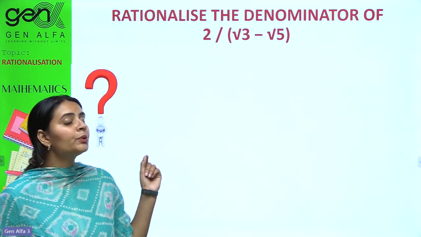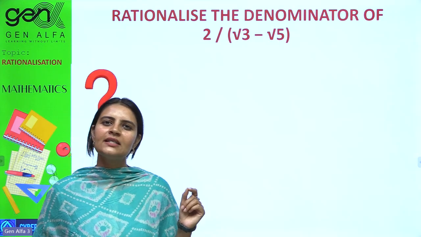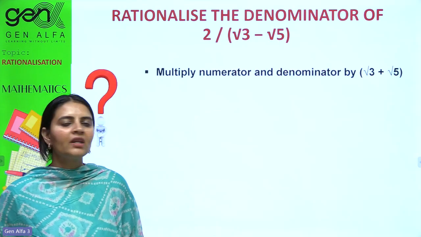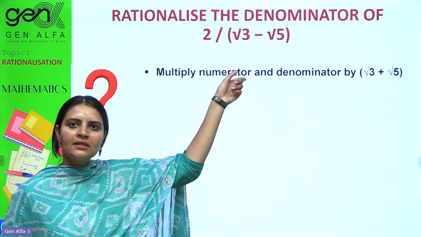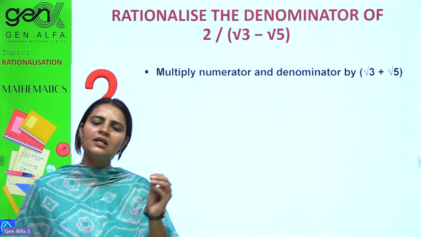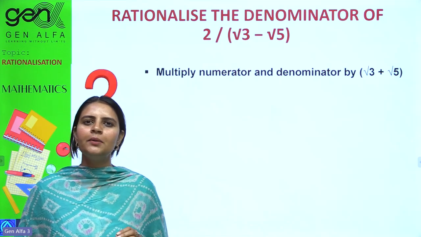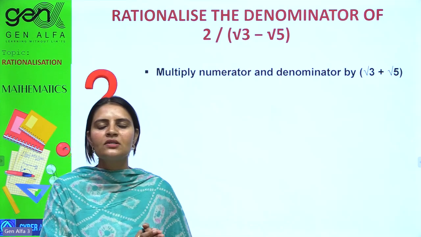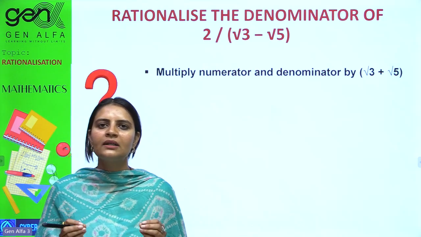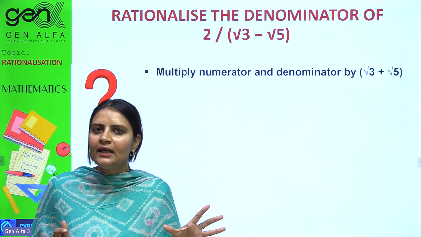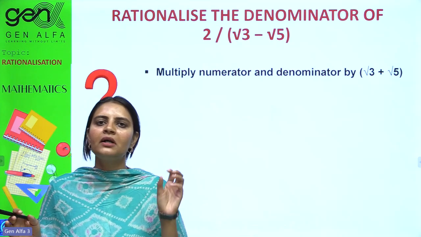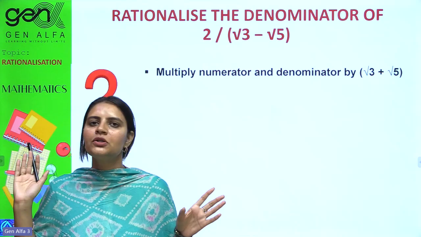2 divided by under root 3 minus under root 5. First focus is just finding the conjugate. Just the opposite of the sign. In the fraction, that negative sign is there. In the conjugate, there would be a positive sign. It doesn't necessarily mean that the fraction always has the positive sign and the conjugate the negative sign. No, it doesn't work that way. Whatever sign you are taking, take the opposite of that. If you are taking plus, you have to take minus. If you are taking minus, then you have to take plus in the conjugate.